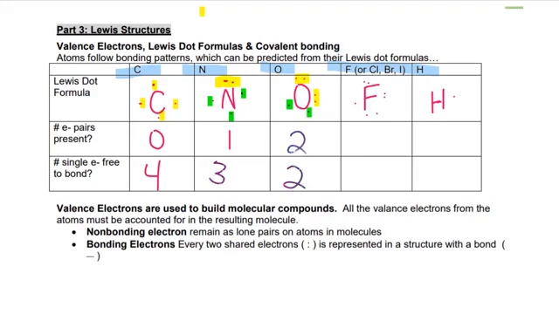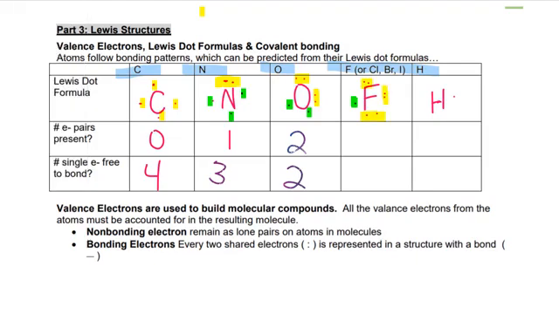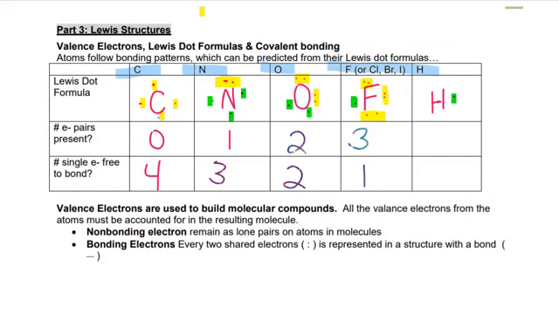All right, let's keep up with that trend. And I'm going to use the same green. How many singles does fluorine have? Well, just that 1. And how many pairs does fluorine have? 1, 2, 3 pairs of electrons. So 3 pairs and 1 single electron. And then we have hydrogen. Hydrogen doesn't have any pairs. It just has that 1 lone electron. So no pairs and 1 single electron.